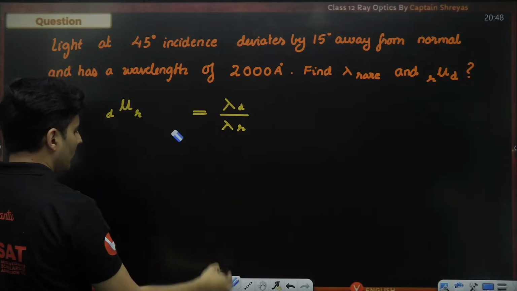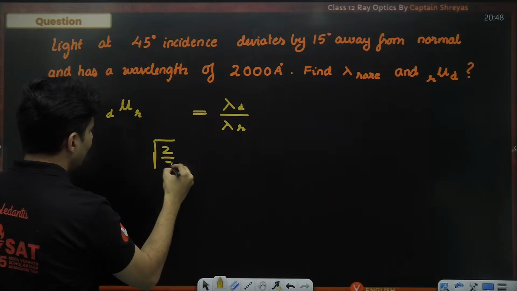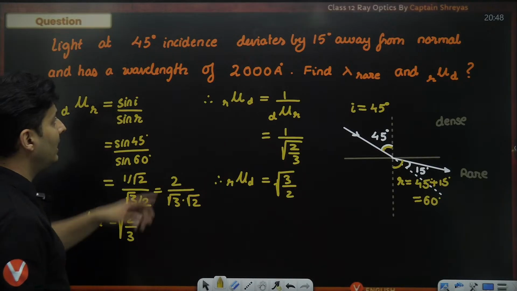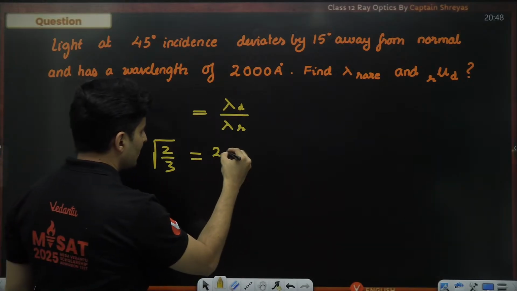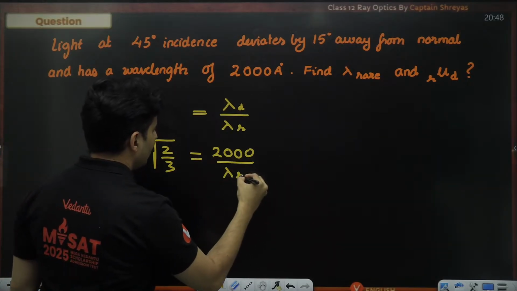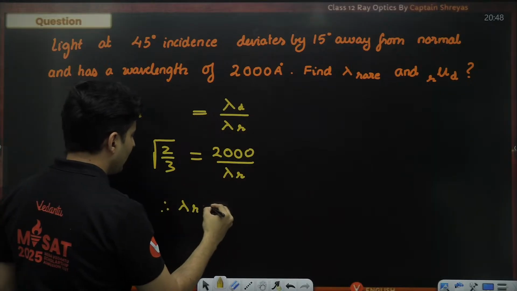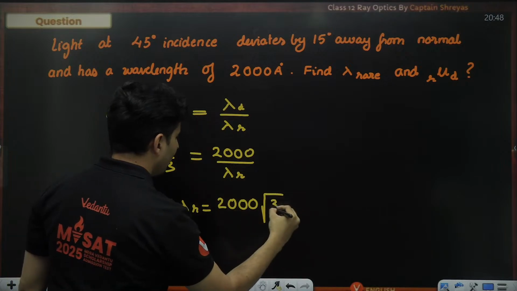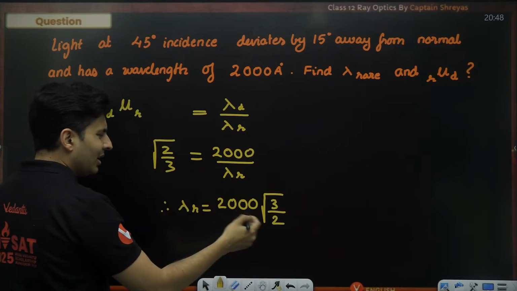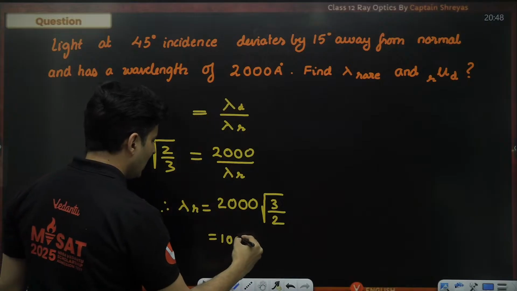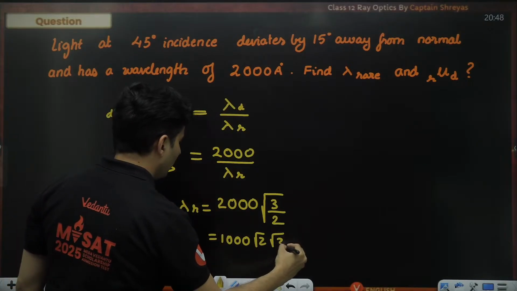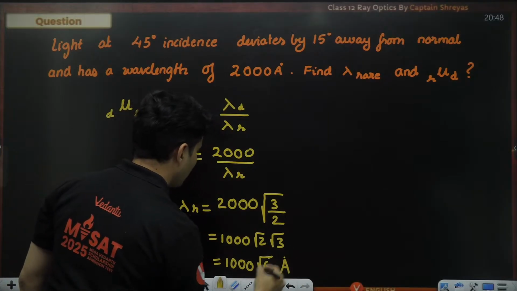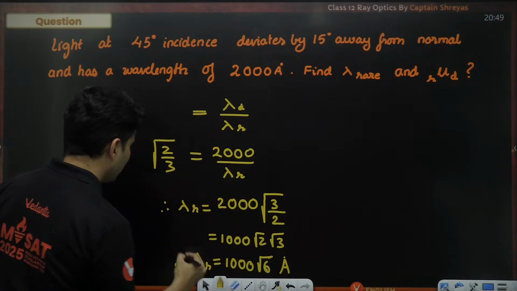So this value we already know. This was root 2 by 3. This wavelength in the dense medium was 2000, and this is in the rare medium. So the wavelength in the rare medium will be 2000 with root 3 on the top and 2 below. You can cancel root 2, so it becomes 1000 root 2 into root 3. Two 3s are 6, so it becomes 1000 root 6 Angstrom. That is the wavelength in the rare medium.